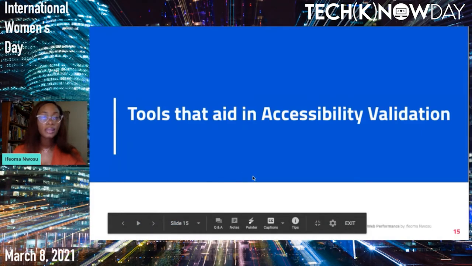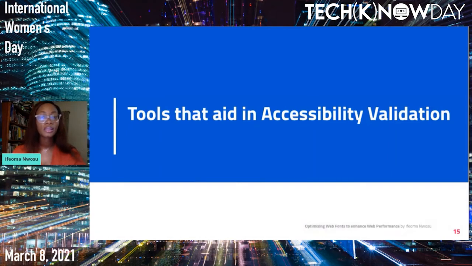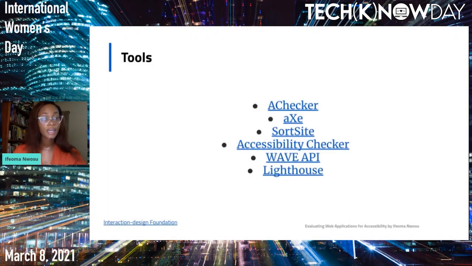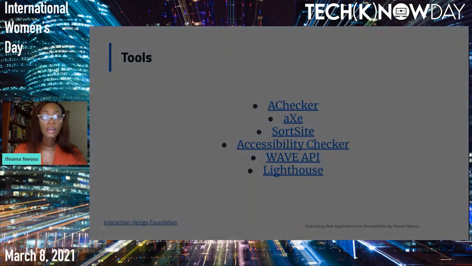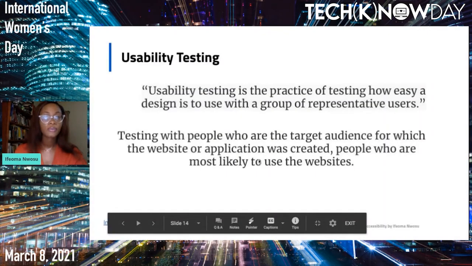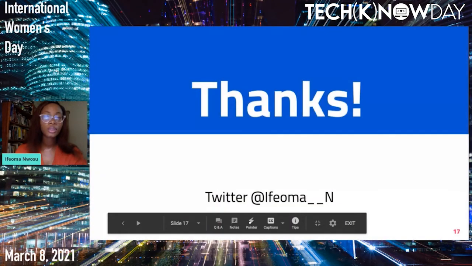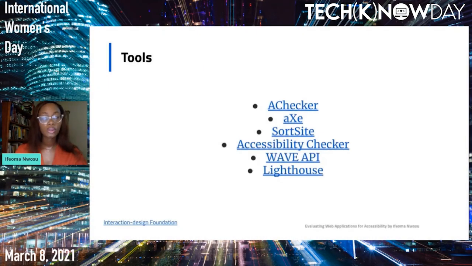So we have tools that aid in accessibility validation. There are a lot of tools, but these are the ones I picked. We have common tools: a checker, AXE, accessibility checker, Wave API, which I mentioned earlier, and Lighthouse. These tools are all a part of the automated testing method. The usability testing method, which I addressed here, is a part of the manual testing method. And automated testing is where we use tools.